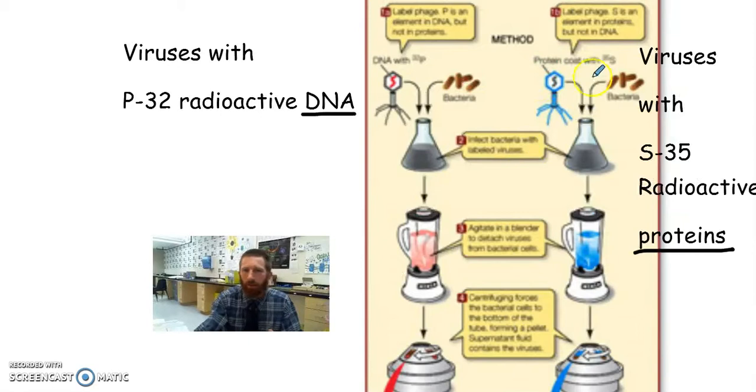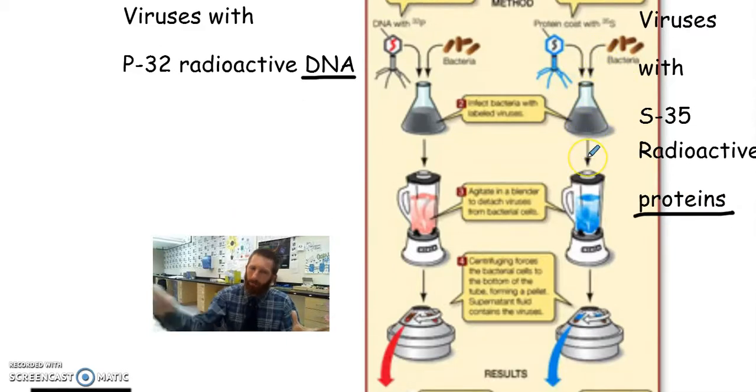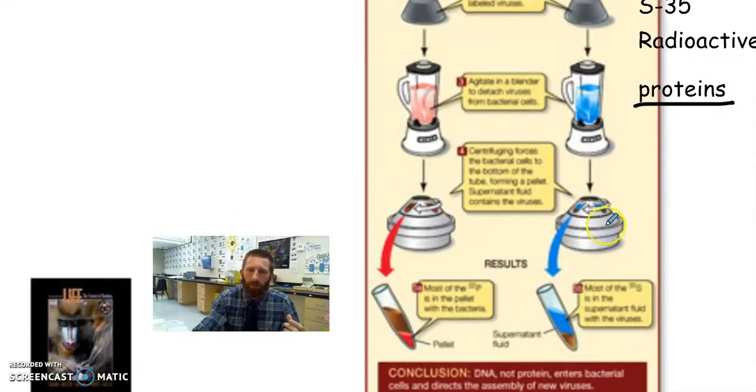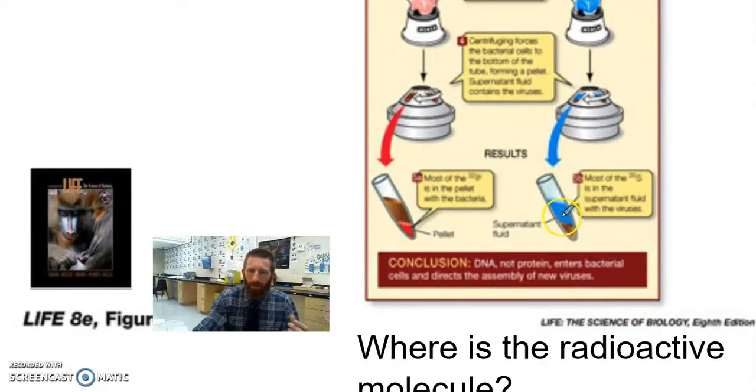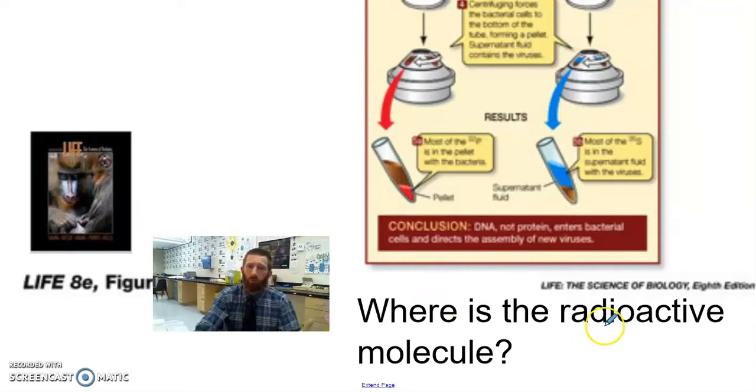Okay, and then of course they did the same thing with the viruses that they labeled the proteins on, right? They incubated them with the cells, frappe, and then the high-speed merry-go-round, and then they analyzed, then they got their data, right? So their question was, where is the radioactive molecule? Okay, if they found radioactive phosphorus in the bacteria, that meant that the virus injected DNA. If they found radioactive sulfur in the bacteria, that meant that the virus injected proteins.